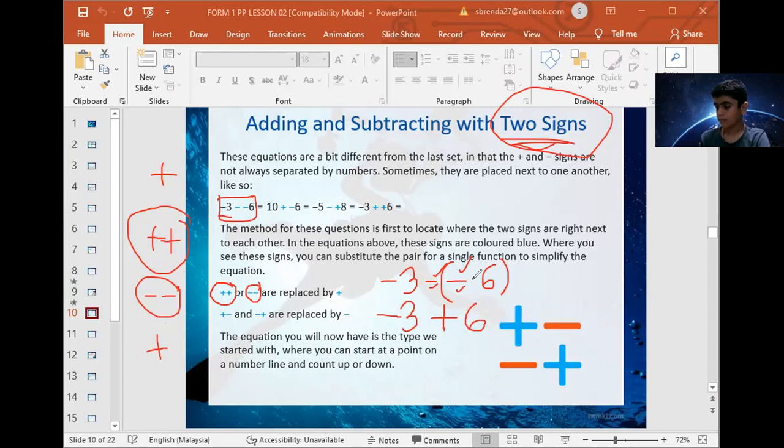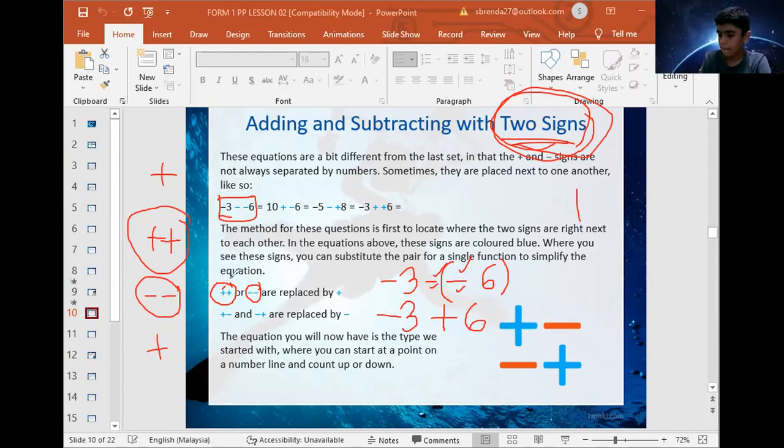In other words, what are you doing? You are making these two signs become one sign. Can you see here two signs here, two positive signs? You will replace by one positive. Two negative signs will also be replaced by one positive sign. And then you can work it out. What is -3 plus 6? You know the answer is +3.